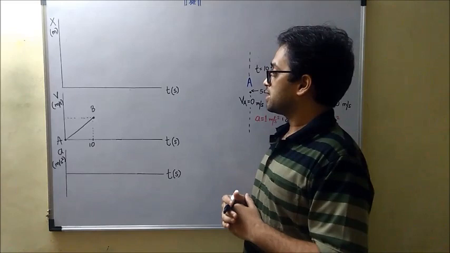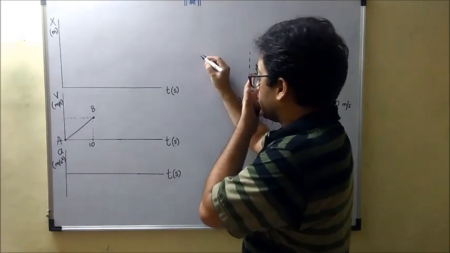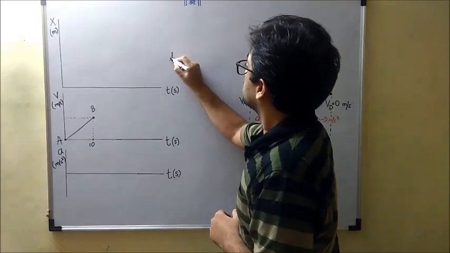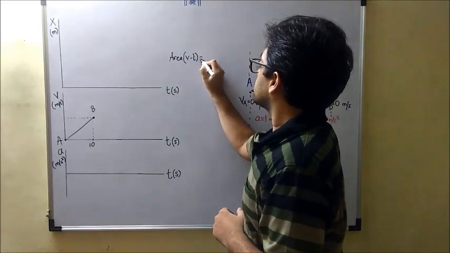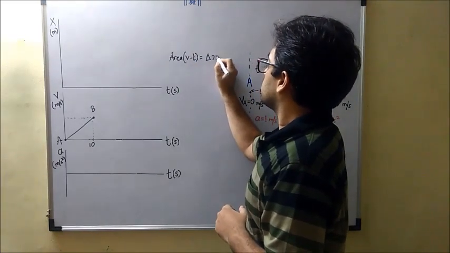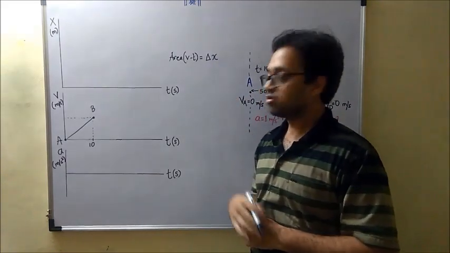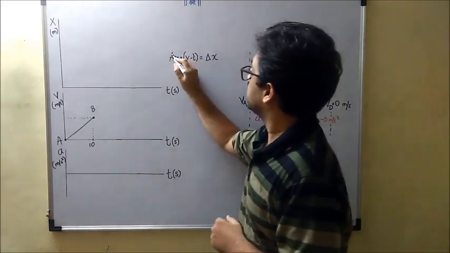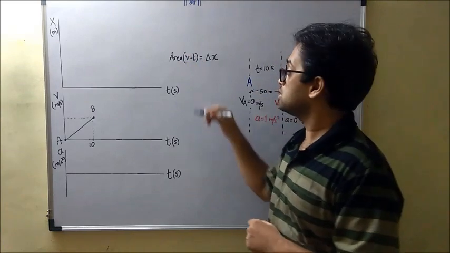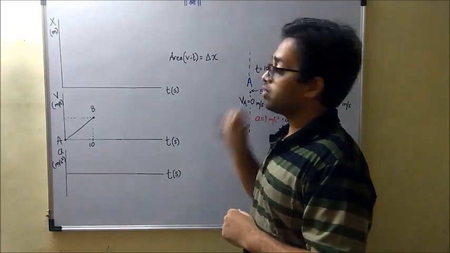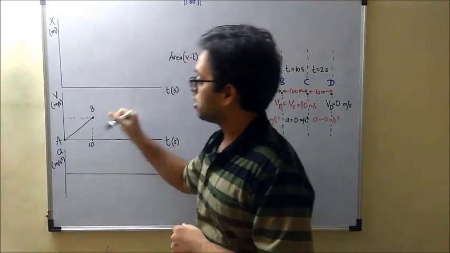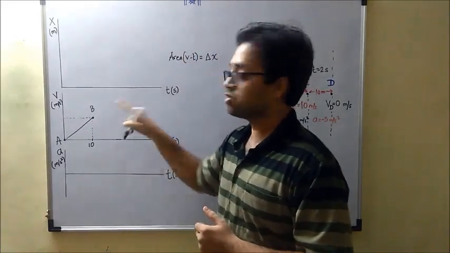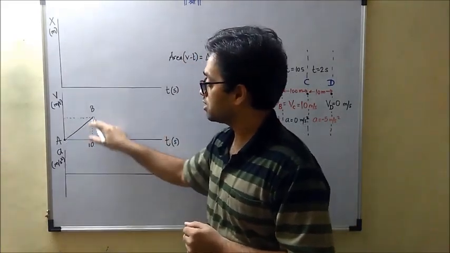Now what do our basics say? We know that area under the VT curve is equal to change in the position, right? Just refer a few minutes before, we have seen these principles. So area under the VT curve is change in the position. What is the area under this VT curve? Where is your VT curve? The second curve is the VT curve. What is the area under this curve?